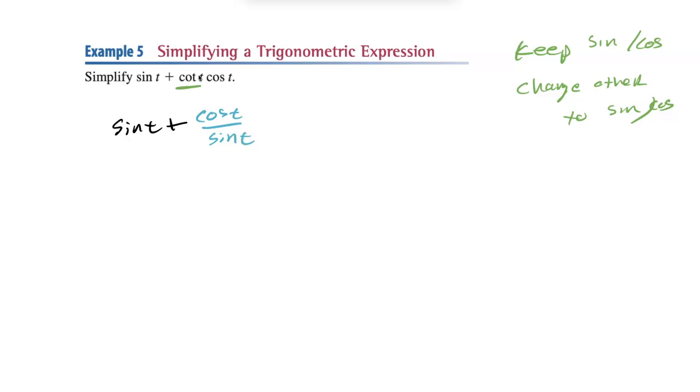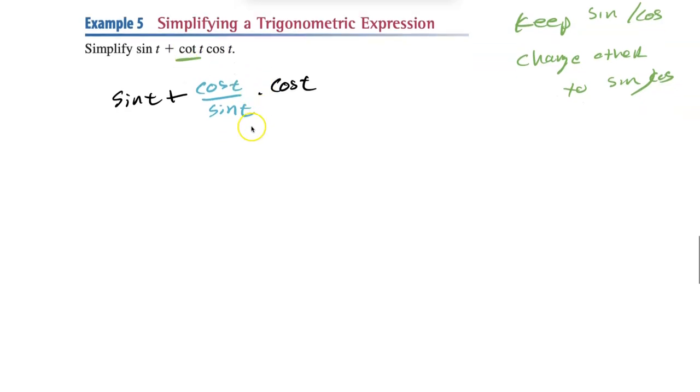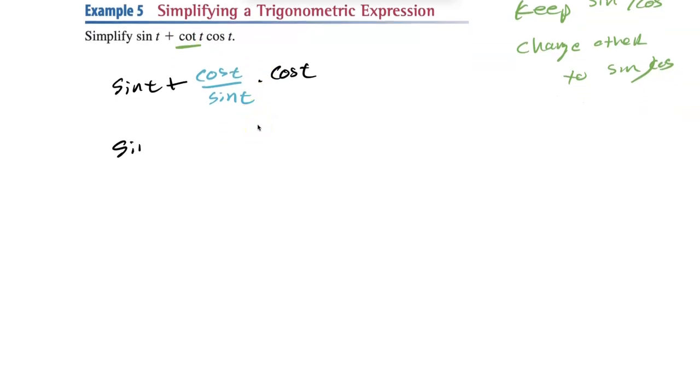And then there's still the cosine here. Okay, so that didn't really help me much. I could simplify this side. We're doing this live. So I could get cosine t squared over sine. That's good. So what do I do now? I still have two things.